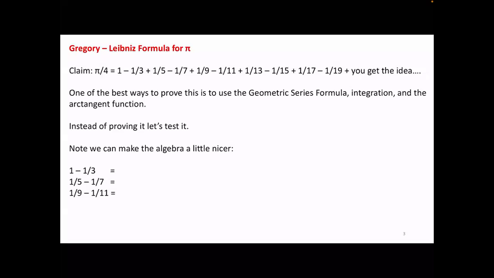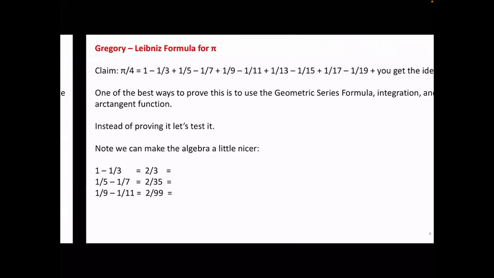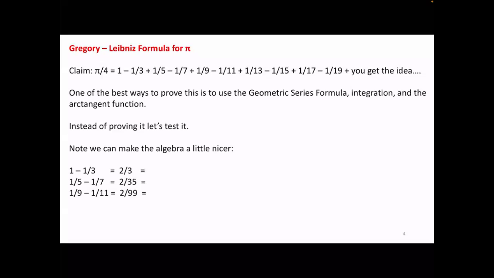But unfortunately, it takes a long time for this series to settle down and give you the exact answer, or at least a close approximation. And that's a big theme in mathematics. A lot of problems become too hard to solve exactly, so we want to approximate the answer. So we'll prove this later in the semester, but let's see if we can make the algebra a little bit better right now. So if you have 1 minus a third, 1/5 minus 1/7, 1/9 minus 1/11, if you just look at it and you actually perform the algebra, you get 2/3, 2/35, 2/99. Does anybody notice anything about the numbers 3, 35, and 99?